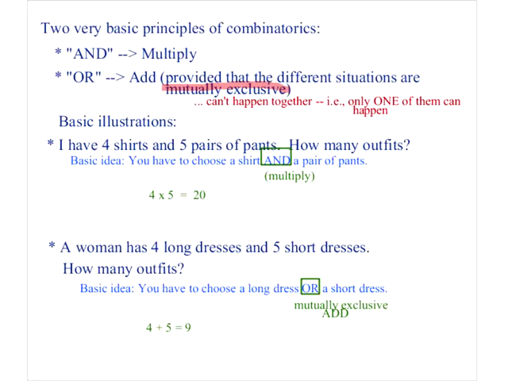Let me introduce you to what we call the slot method by pointing at some stuff in this problem. In this problem, the way we can figure this out is we can pretend that there is a slot to fill in for each of these possibilities. So notice that we've got a slot to fill in for the shirt. Let me color code this accordingly. This is a slot to fill in for shirts. And then we have another slot to fill in for the pants.